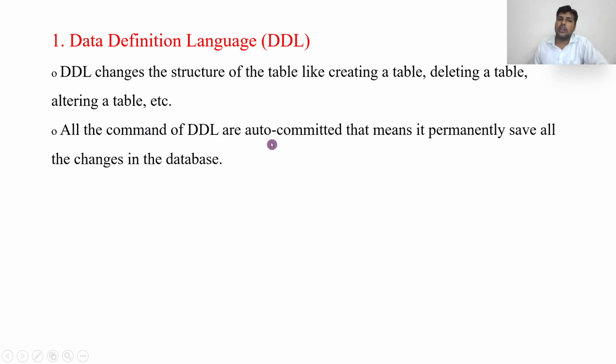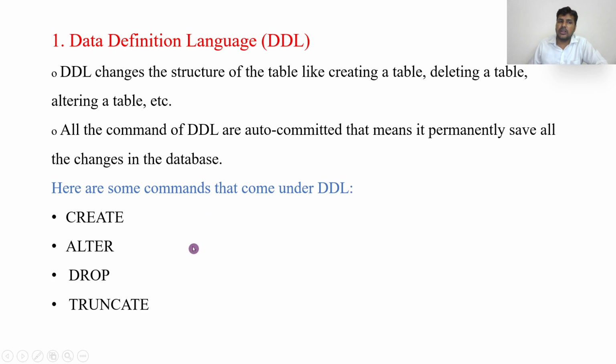All commands of DDL are auto committed. That means it permanently saves all the changes in the database. DDL commands are auto committed, meaning automatically it will save. Committed means save. When you create a table, you don't need to save it manually, unlike MS Word, or in C language where we save with a .c extension. Here automatically it will be saved.